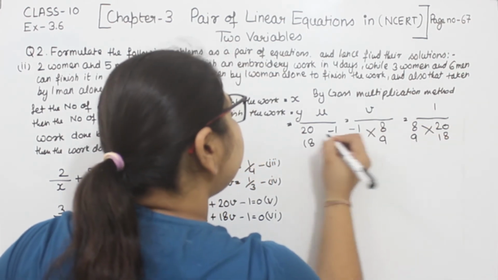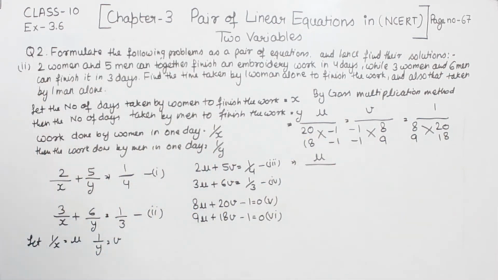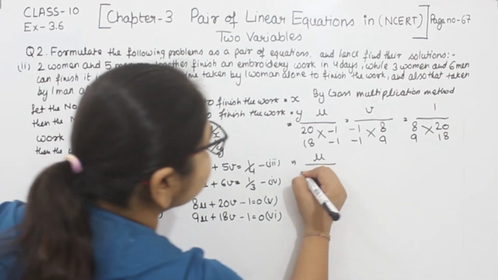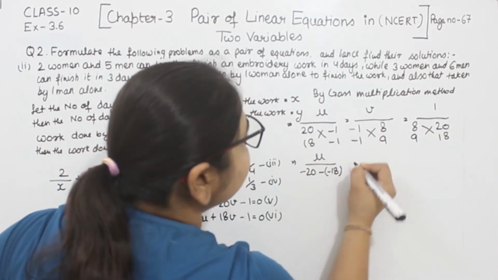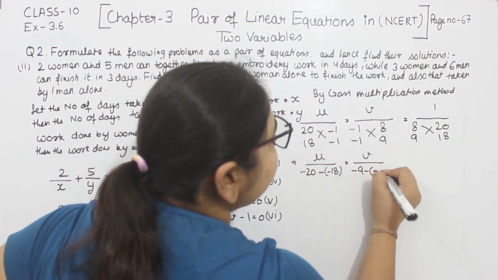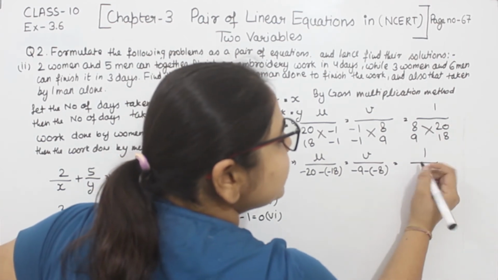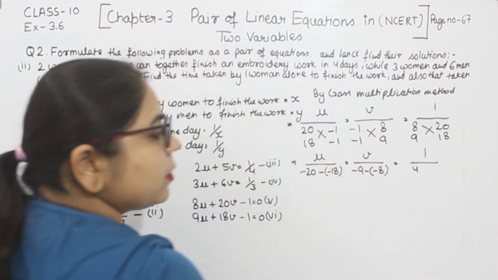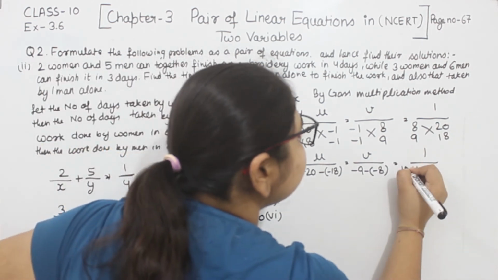Now we are going to cross multiply all of them. So here we are having u upon 20 multiplied by minus 1, this one we are having as equal to the minus 20 and minus 18. Now we are having v minus 9 minus 8. Now here we are having is the 8 8s are 64, carry 6, 8 1s are 8, 8 and 6 we are having as equal to the 14.